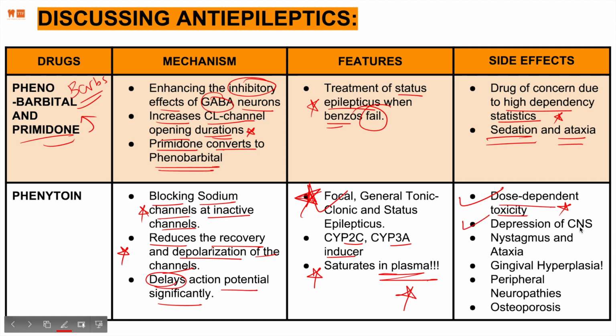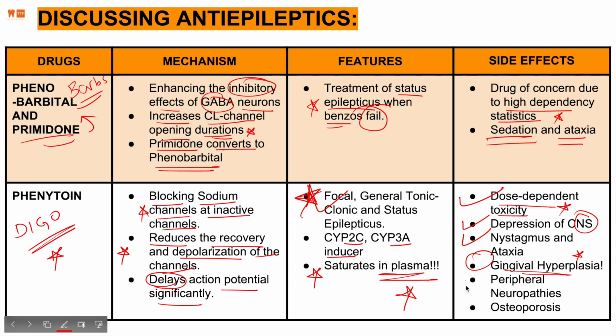It can depress the entire central nervous system because it attacks sodium channels that haven't even been activated yet. So, it can lead to nystagmus and ataxia, as always. Gingival hyperplasia. Now we're introducing our dental terminology in anti-epilepsy. It leads to gingival enlargement, also known as DIGO, drug-induced gingival overgrowth. Again, we'll talk about this in detail in periodontics.